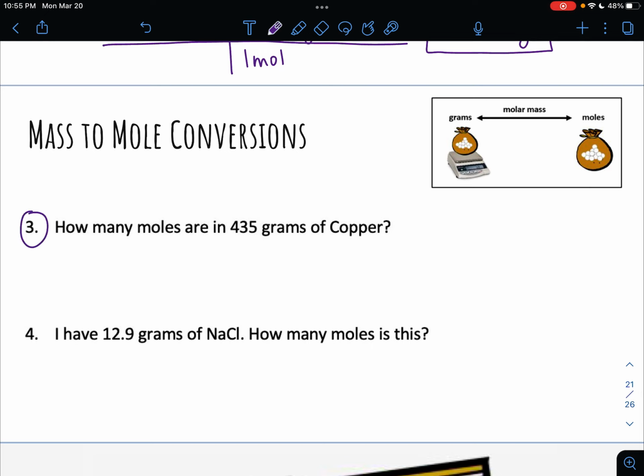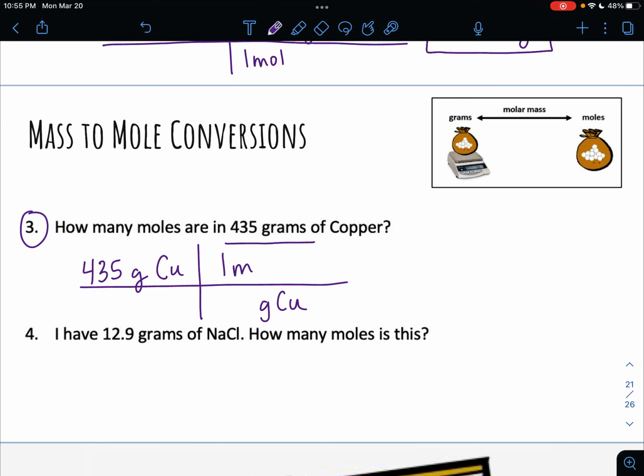Okay, let's look at number 3. Very similar, except we're starting with grams. So I'm just going to write out what I have. Grams of copper. If I have grams on the top, I know I need grams on the bottom. How am I going to find the grams of copper that are in 1 mole? That's going to be my molar mass. So I'm just going to look at my periodic table, and I'm going to find copper, and I'll show you what I'm looking at so you can find it on yours.